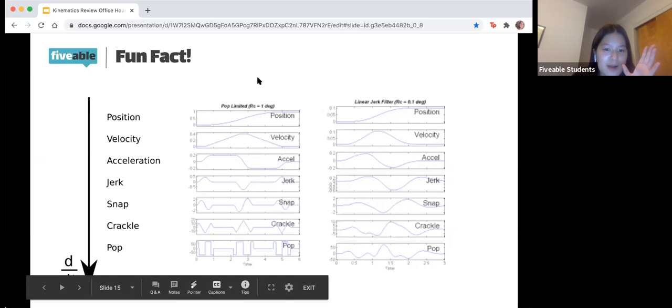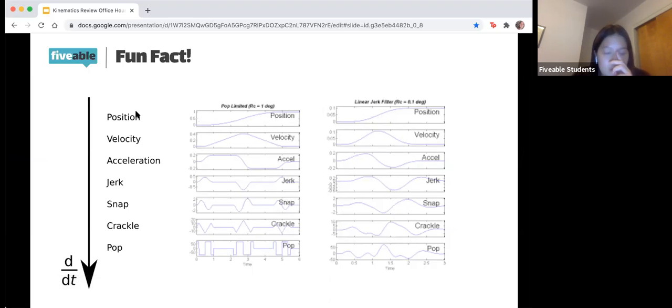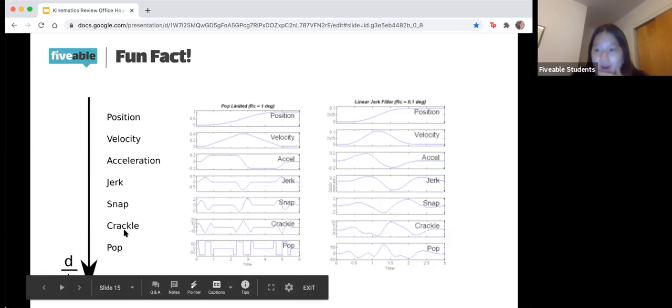I have a whole slide for graphs. I explain what they are, but if you keep differentiating, right? So I go from position to velocity to acceleration. So yeah, jerk would be the rate of change of the acceleration. We're just getting more and more. Again, not practical at all, but still kind of fun.